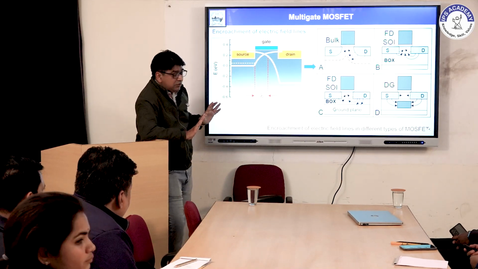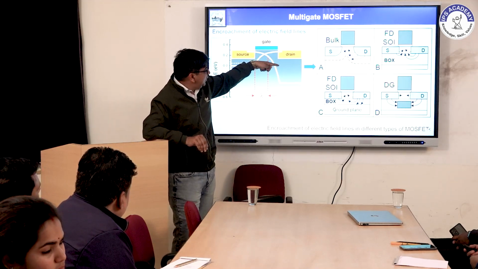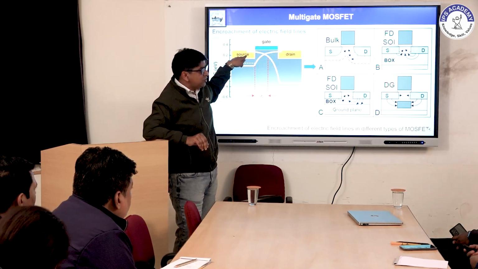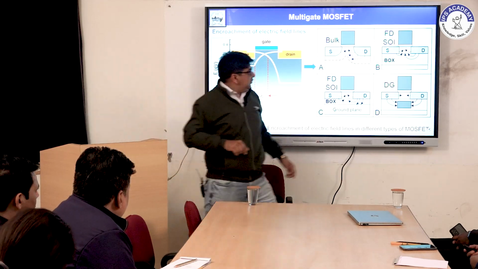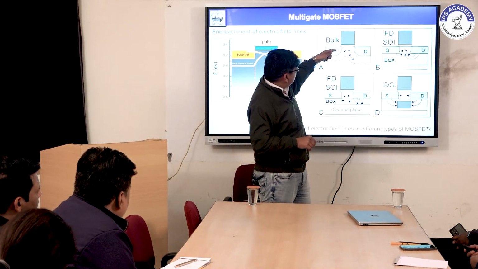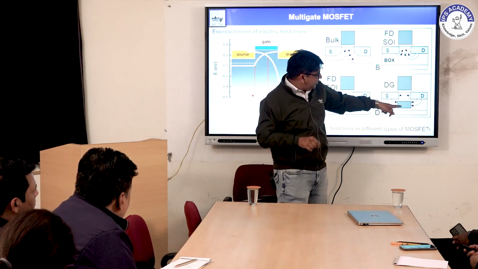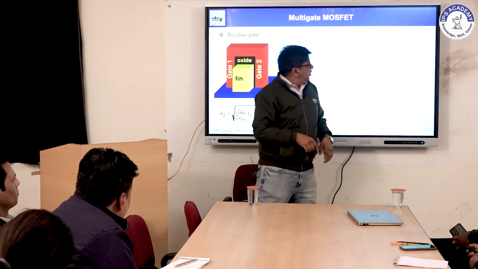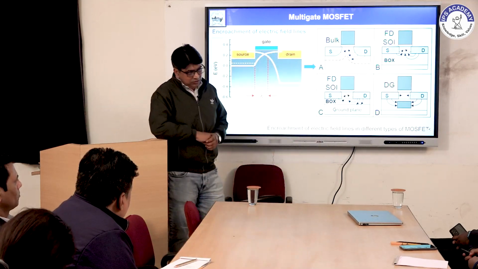We have to block this. Our device should be turned on and off only because of the gate voltage. But if it is happening because of the drain when the gate voltage is low, it means the device is not suitable for you. You can see here this electric field is reaching the source side. That is our planar device. Now if we introduce another gate, the electric field that is coming inside will be blocked. That's why multi-gate architecture came into the picture.